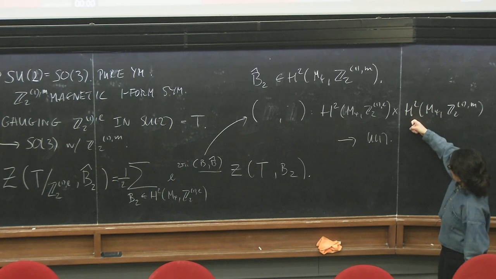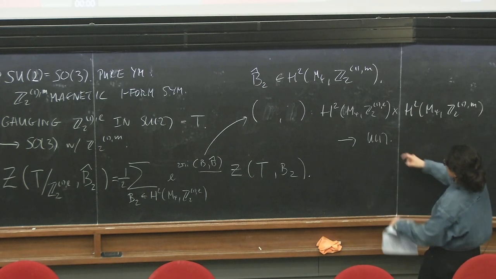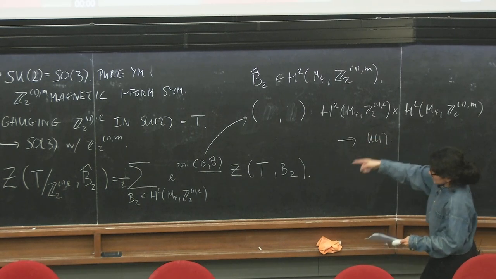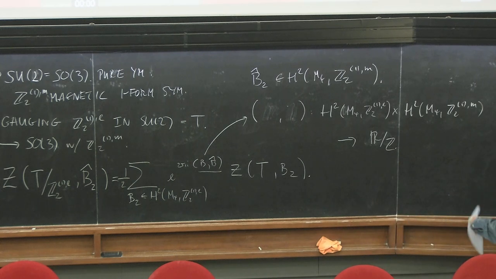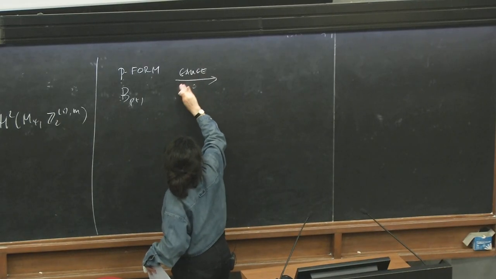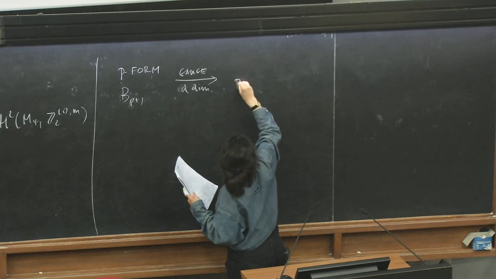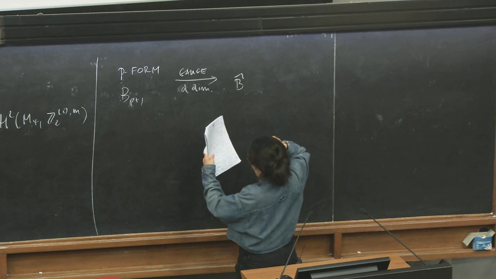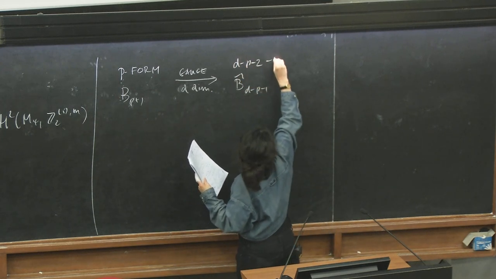Well, H2 is Poincaré dual to H lower 2, and these two already have a pairing from the Dirac pairings. Basically, this is a well-defined thing that gives us precisely a U1-valued object, or an R mod Z valued object. I should probably really write R mod Z. Okay, so more generally, if I do this for a p-form symmetry, this has a B_{p+1} background, and we gauge it in D dimensions. Then I need to calculate the degree of this form. You get a dual B hat, and the degree of that is D minus p minus 1, and that is for a D minus p minus 2 form symmetry.